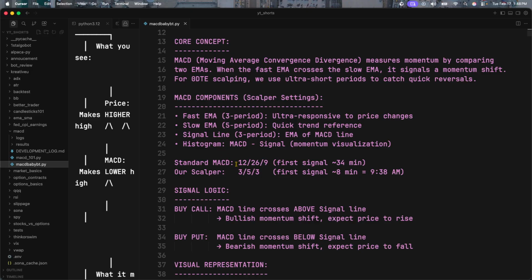So standard MACD, remember, is 12, 26, 9. But for our scalper, we're going 3, 5, 3. So the first signal is going to be 8 minutes in. So that's why the strategy starts trading at 9:38.